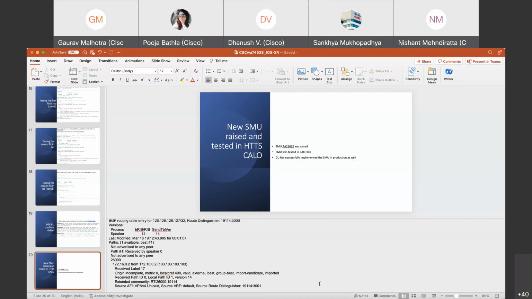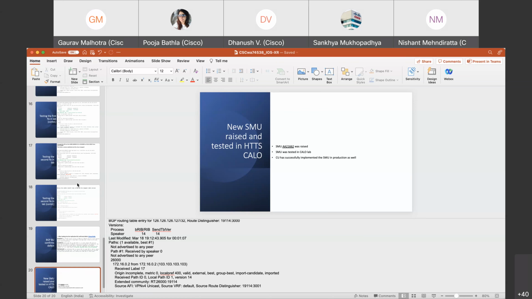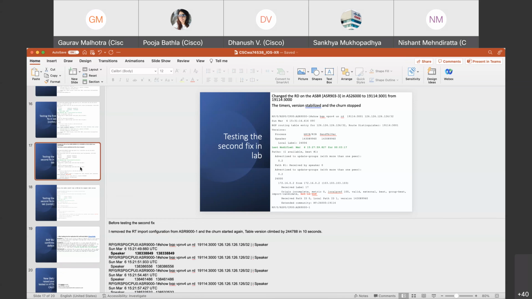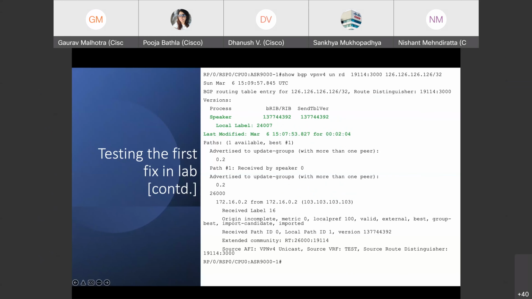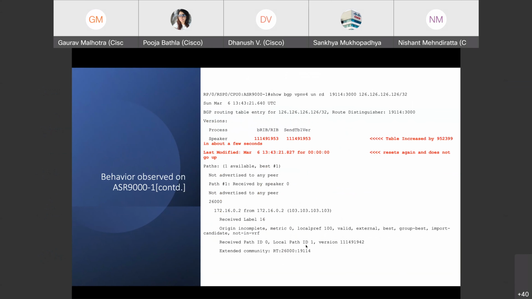Sankhya bhai, can you go back to the PPT where you changed the RT to import it? Previously the RT was different, right? Yes, correct. So in this output you'll see this. Can you zoom in? Yeah. My point is, what was the customer looking for?